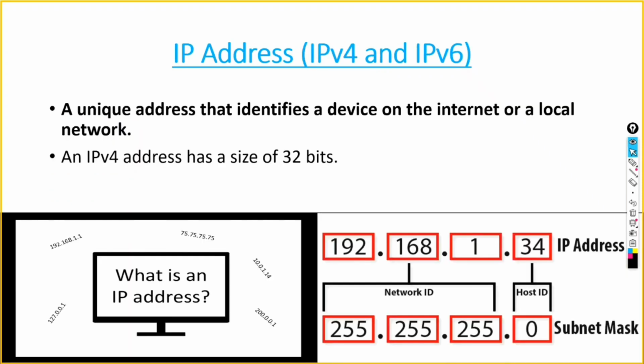The definition of an IP address is: it's a unique address that identifies the devices on the network or internet. See, it is saying a unique address, which means for one machine, definitely it will be one address only in that particular network.